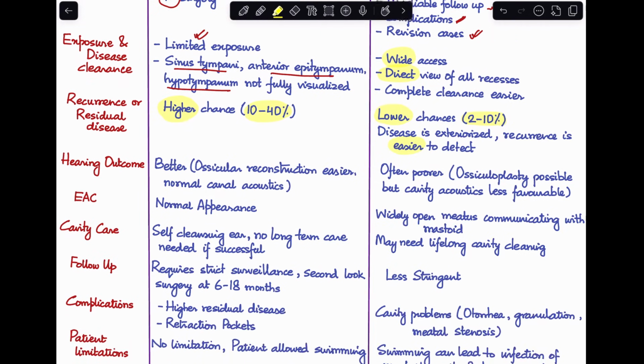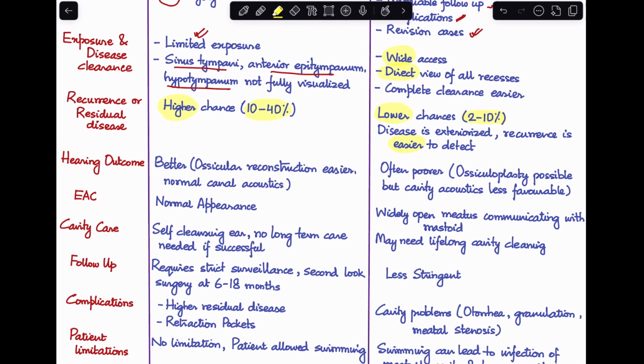Next, looking at the hearing outcome. Now, hearing outcome is better in canal wall up because we are trying to preserve the normal anatomy as much as possible. So, it is easier to perform an ossicular reconstruction over here, and because of the normal canal acoustics being also maintained.